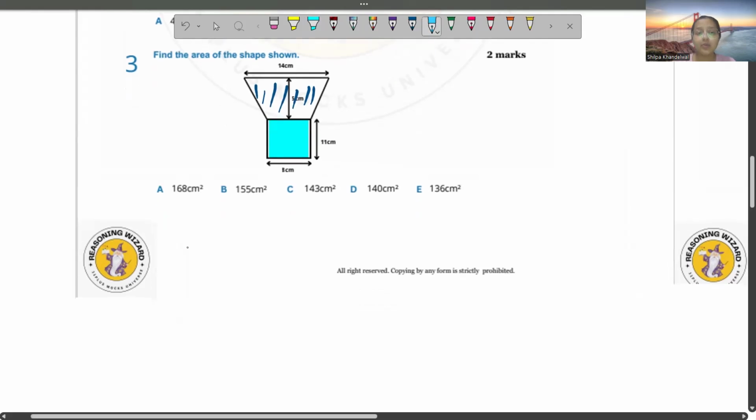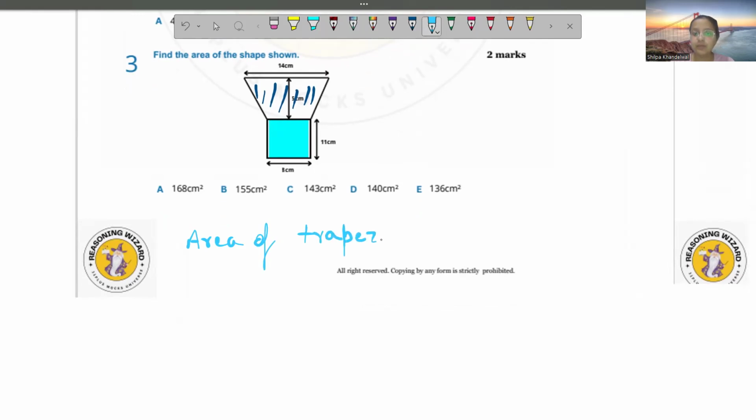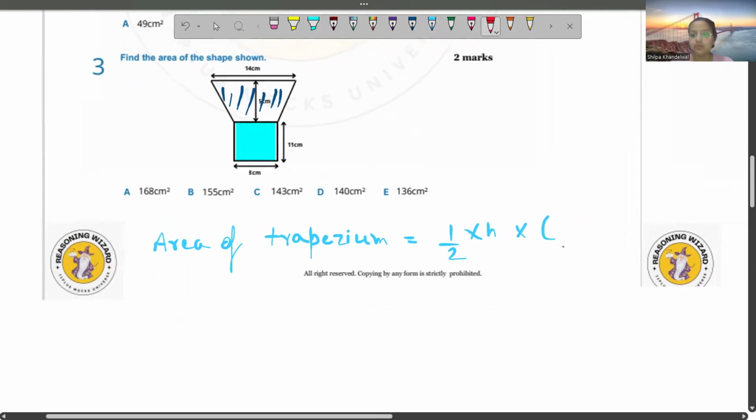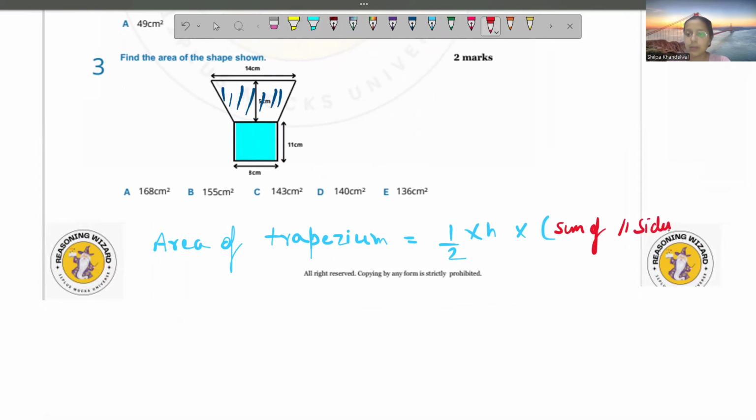So if everyone knows the area of a trapezium, it's good. And if not, then I'm telling you over here. So you can just listen to me, right? The area of a trapezium is nothing but half into height times the sum of parallel sides. Okay, parallel sides. Now, here half height is nothing but 5.